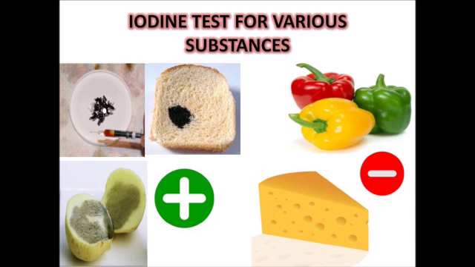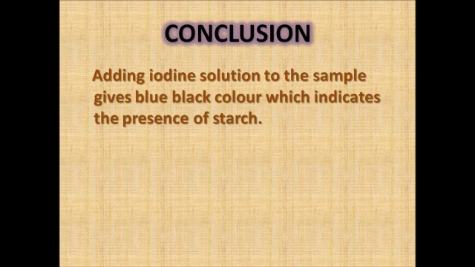Now students, if you take up other substances like bread or rice or maize, you will observe that iodine test will come positive for these items. And if you take substances like bell pepper or cheese and test for starch, you will observe that the iodine test is negative for these food items. That is, there is no change in color of iodine solution.